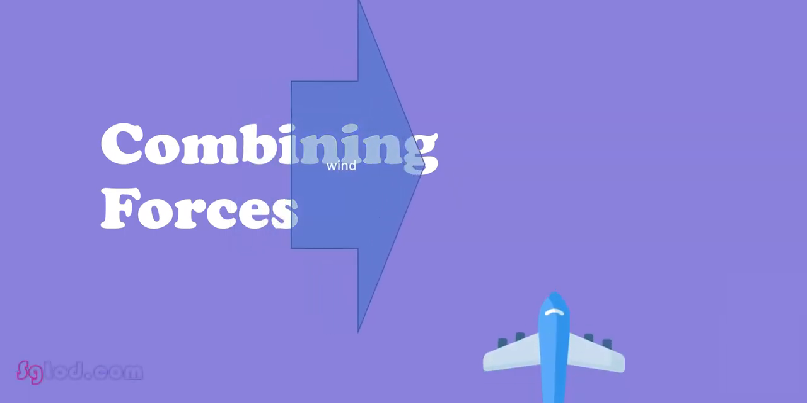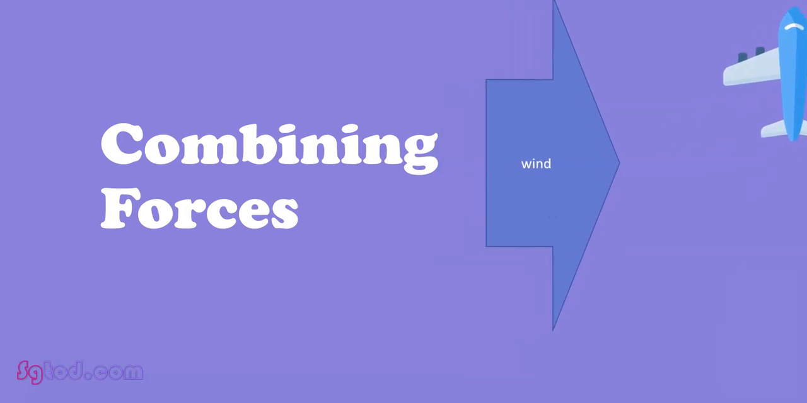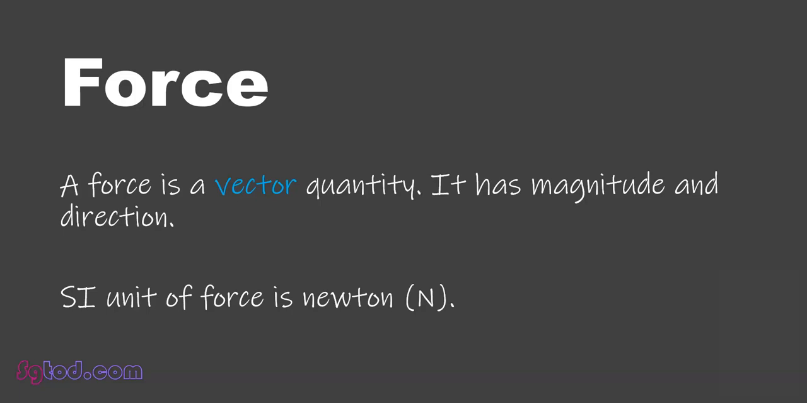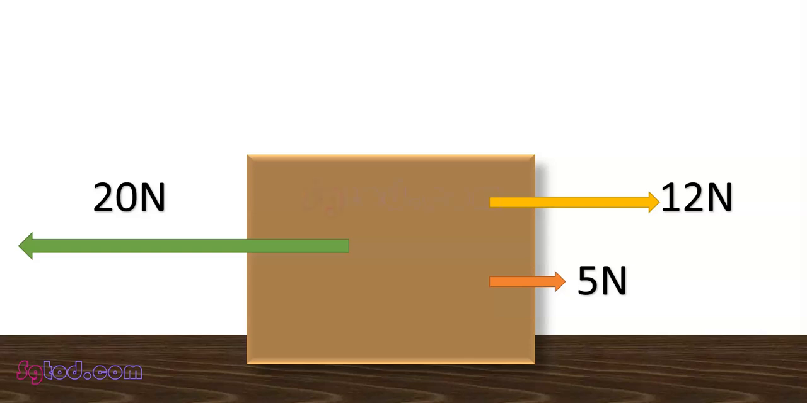In this lesson, we will look at how to find the combined effect of multiple forces that are not acting in a straight line. We have learned in earlier lessons that a force is a vector and it has magnitude and direction. So when multiple forces are acting on an object in a straight line, we use vector addition to find the combined effect, the resultant force. What if the forces are not acting in a straight line?